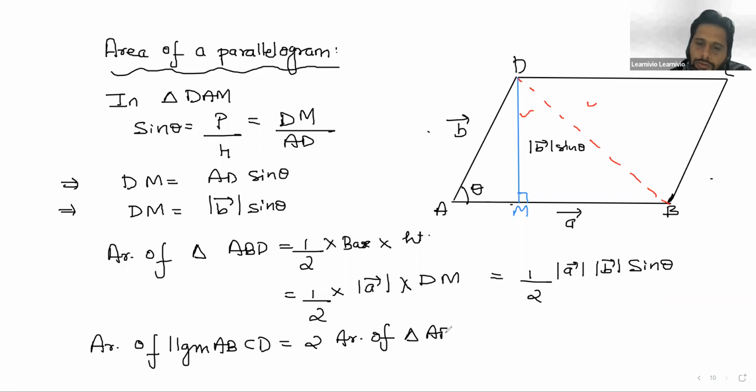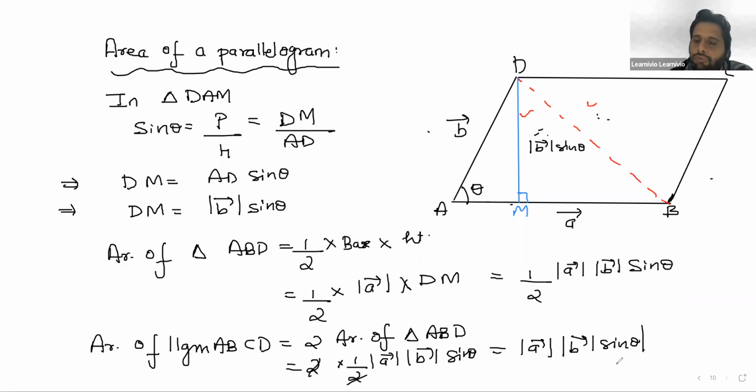this ABD. Okay. This complete parallelogram is twice of this triangle because these two areas are equal. So it is equal to 2 into area of triangle ABD. So that means 1 by 2 magnitude of A, magnitude of B, sine theta. So this 2 will get cancelled out. You get what? Magnitude of A, magnitude of B, sine theta.